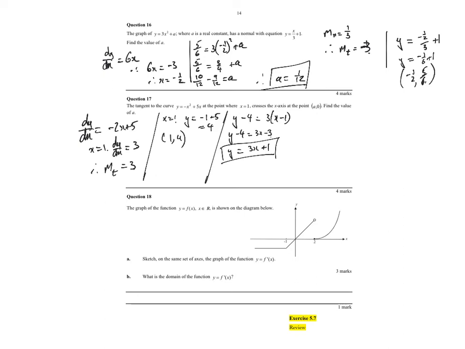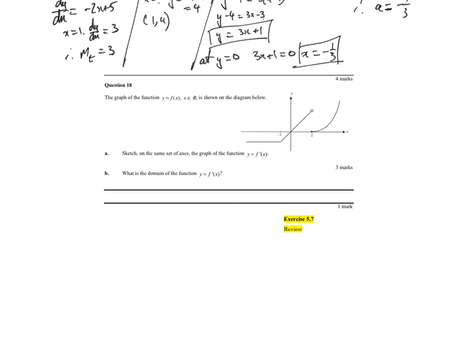Now I need to know where the x-intercept is. So at y equal to 0, 3x plus 1 equals 0, so x is equal to -1/3. Therefore, a equals -1/3. All right.